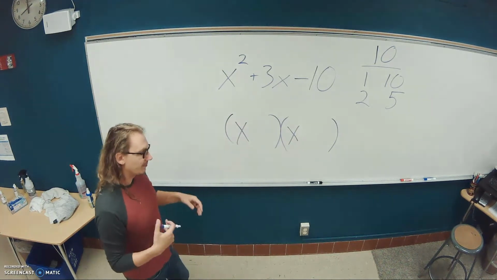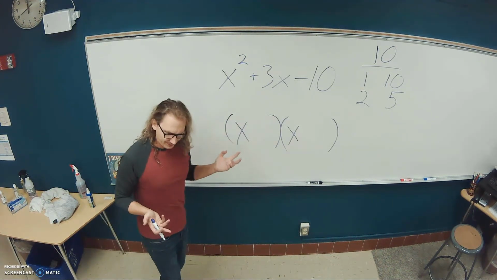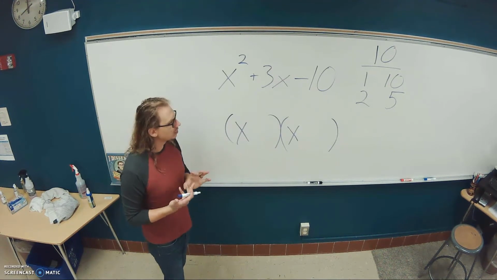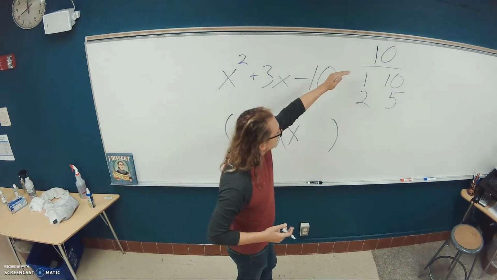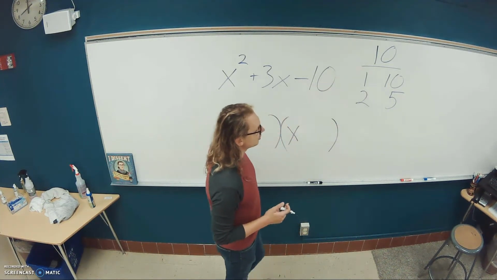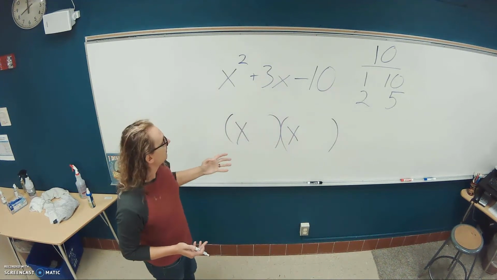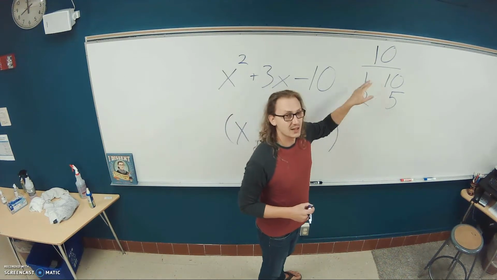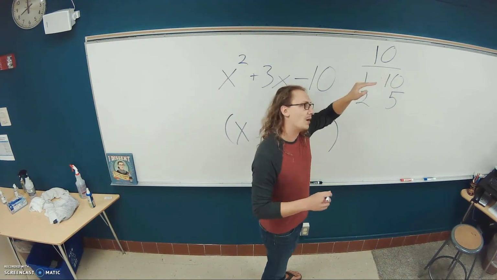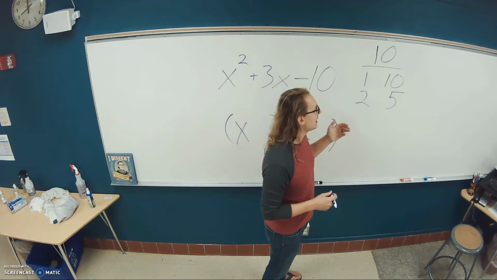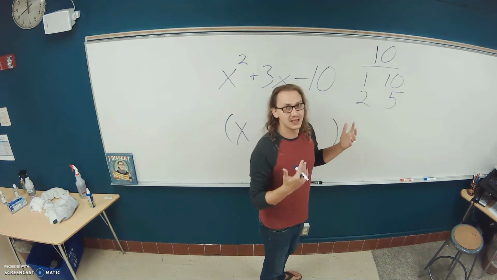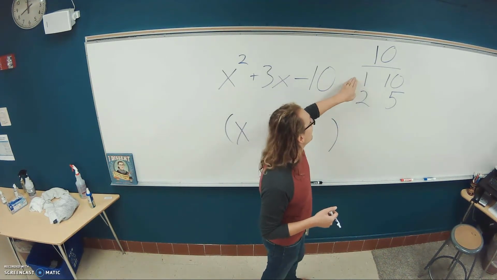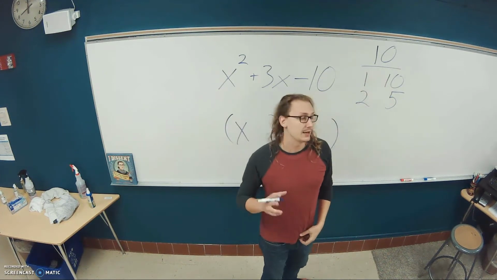and we ask ourselves, when we did FOIL and combined our like terms in the middle, that was addition or subtraction. So, looking at these possibilities, which pair, using either addition or subtraction, is going to give me a 3? Well, there's no way that 1 and 10 can get me a 3. It's either 1 plus 10, which is 11, 1 minus 10, which is negative 9, or 10 minus 1, which is a positive 9. We can either get 9, 11, or the negative versions of those. Keep in mind you could have negative 1 minus 10 too. Okay? So that's a possibility.